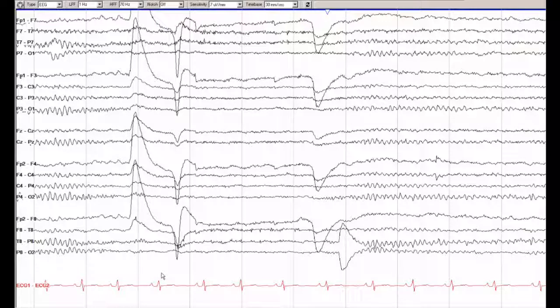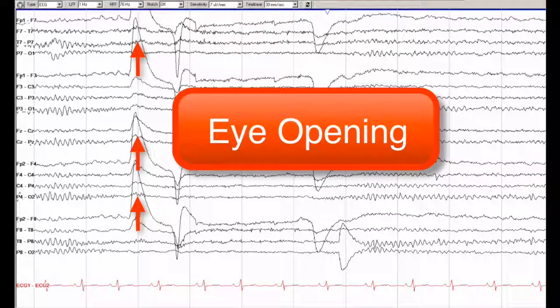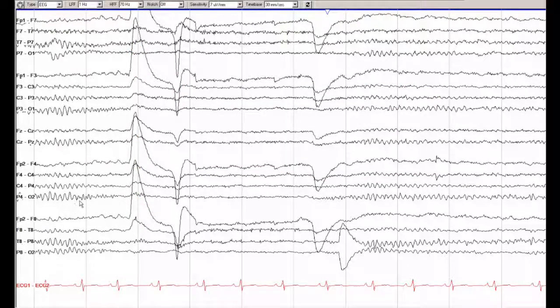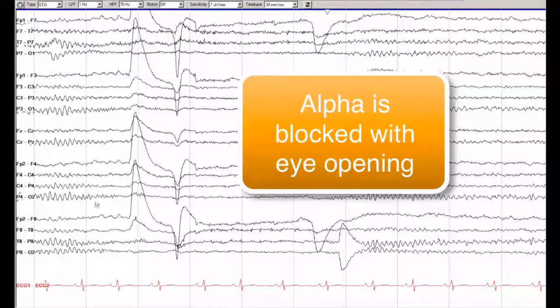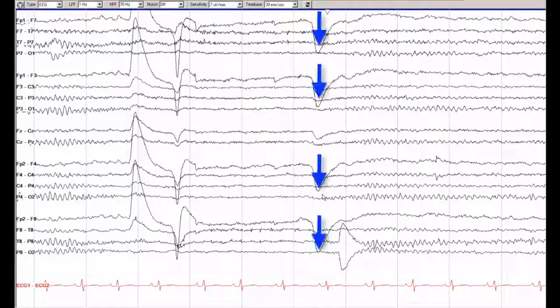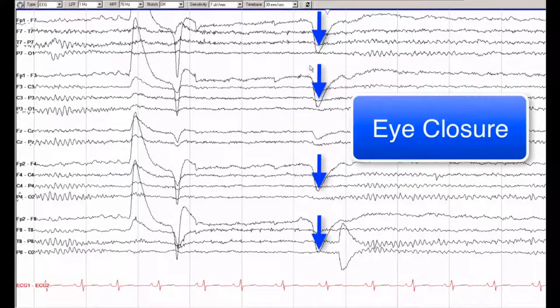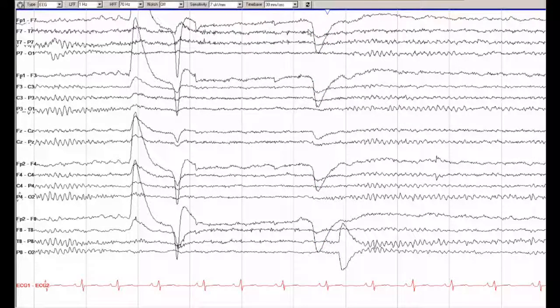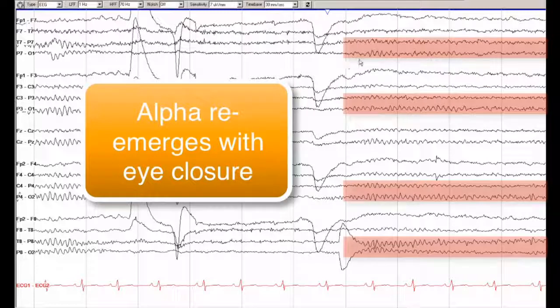We have reviewed eye movements in a separate video. Here we see a large upward deflection, or negative polarity, at the front of the head in FP1 and FP2. This would suggest that the eyeballs with their positively charged cornea are moving downward, and this is actually eye opening. The high frequency activity in the back of the head, which is the alpha rhythm, has been blocked with eye opening. Here, later in the recording, we see a large downward or positive deflection. In this case, this is due to eye closure with Bell's phenomenon and the positively charged cornea moving up closer to the forehead. You can see that the alpha rhythm re-emerges with eye closure.